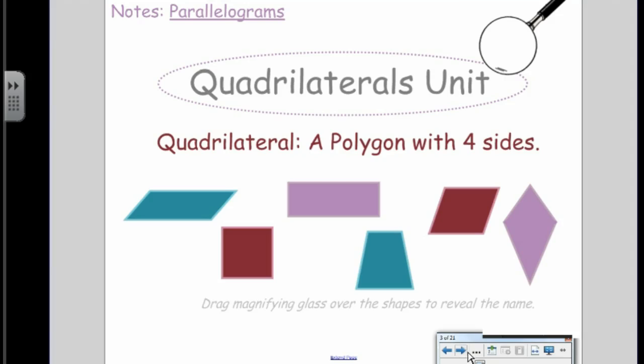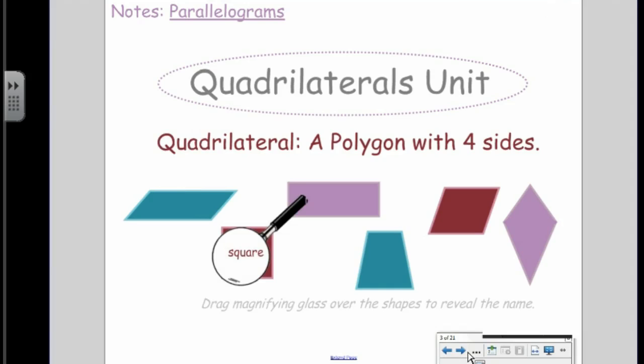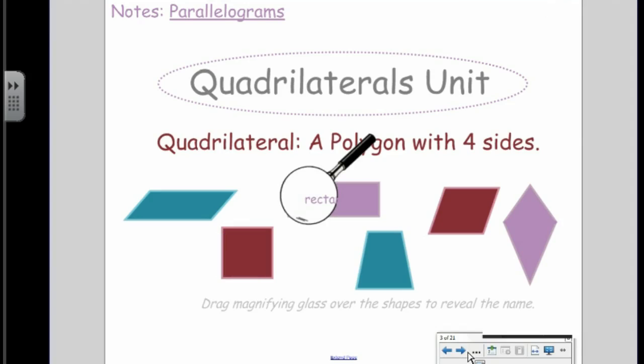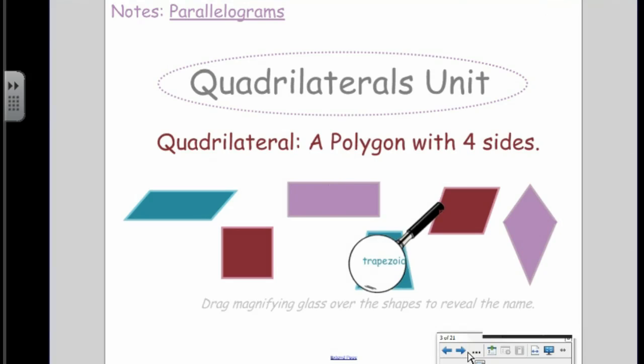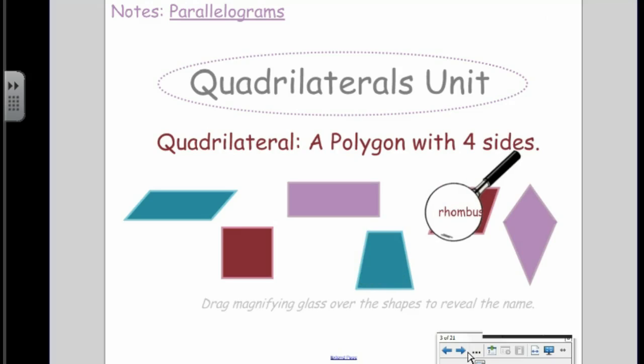What is the first one? It was in our warm-up. It is a parallelogram. The next one, right here, is a square. Can y'all see this? The next one is a rectangle. There's a big delay on this. The next one is a trapezoid. The next one is a rhombus. And the last one is a, do you know?